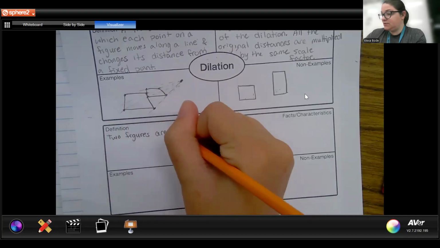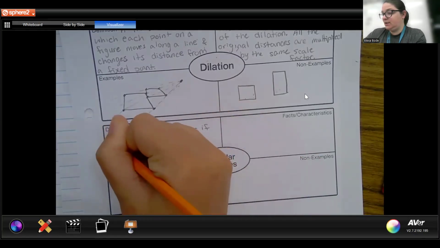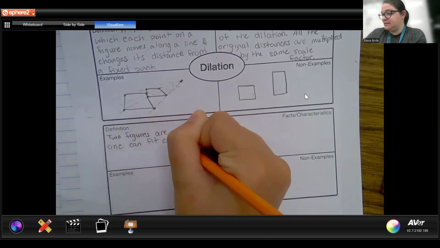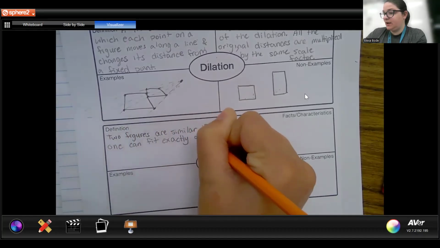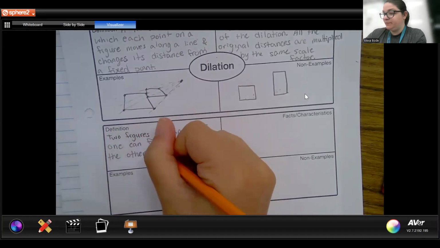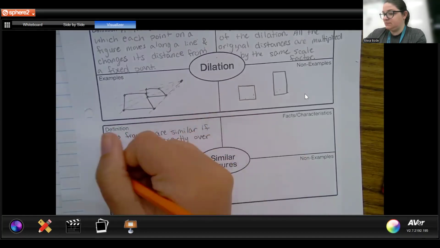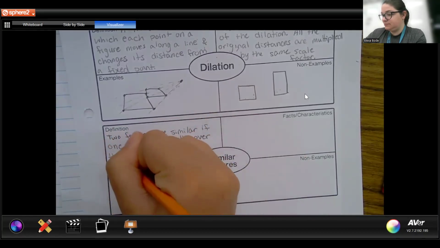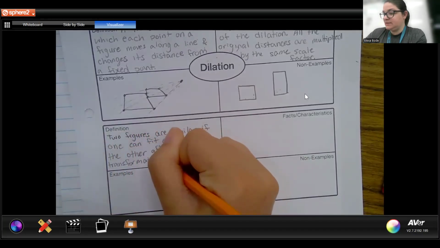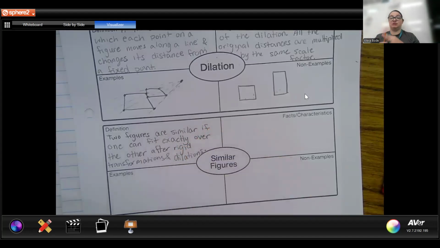Two figures are similar if one can fit exactly over the other after rigid transformations and dilations. So we are not getting rid of our translations, rotations, and reflections.